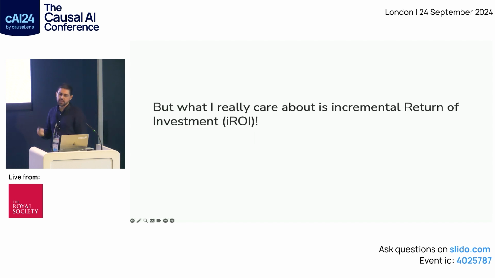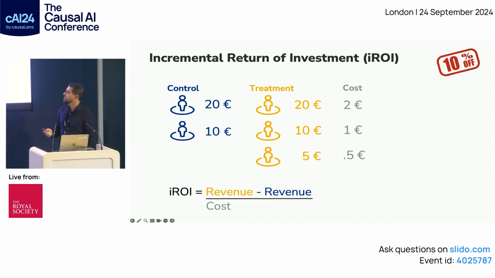But you'd say, okay, I don't really care about revenue. I care about my return on investment. So tell me about return on investment. And everyone loves it. So I added an extra column, costs. So you grab the revenue in the treatment, you grab the revenue in the control, you divide it by the costs. I'm assuming there's no cost in the control.